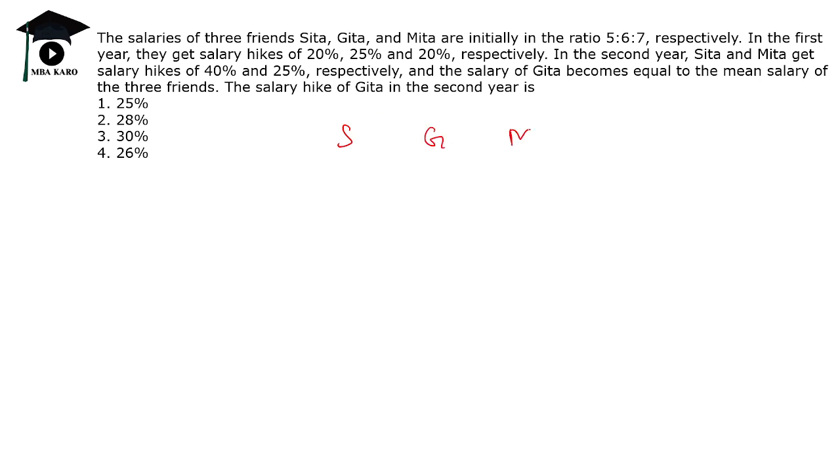Sita, Geeta, Meeta. Okay. First year, second year, and third year. So first year the salaries are 5, 6, 7. They get 20% hike, so it becomes 6, 25% becomes 7.5, and 20% becomes 8.4, right? In the second year, Sita and Meeta, pay attention to this, it is not Sita and Geeta, Sita and Meeta. Sita gets 40% hike, so it will become 8.4, 1.4 times. 25% of this is 1/4 is 2.1, so it becomes 10.5, right?